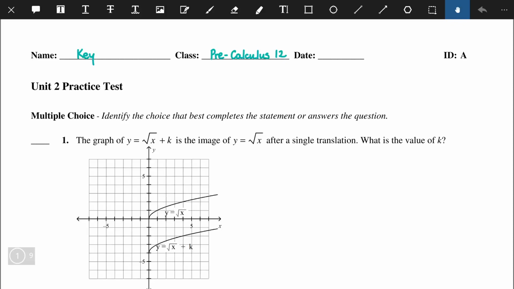Hello everyone, so today we're going to go over the Unit 2 practice test. We'll begin with the multiple choice questions.